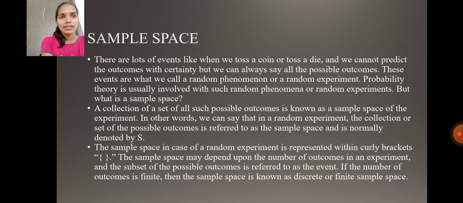Sample space. There are lots of events like when we toss a coin or toss a die, and we cannot predict the outcomes with certainty, but we can always say all the possible outcomes. These events are what we call a random phenomenon or a random experiment. Probability theory is usually involved with such random phenomena or random experiments, but what is a sample space? A collection of a set of all such possible outcomes is known as a sample space of the experiment. In other words, in a random experiment, the collection or set of the possible outcomes is referred to as the sample space and is normally denoted by S. The sample space in case of a random experiment is represented within curly brackets. The sample space may depend upon the number of outcomes in an experiment, and the subset of the possible outcomes is referred to as the event. If the number of outcomes is finite, then the sample space is known as discrete or finite sample space.